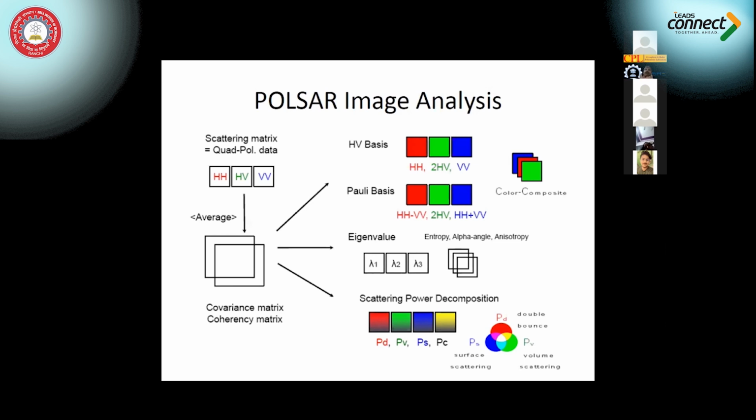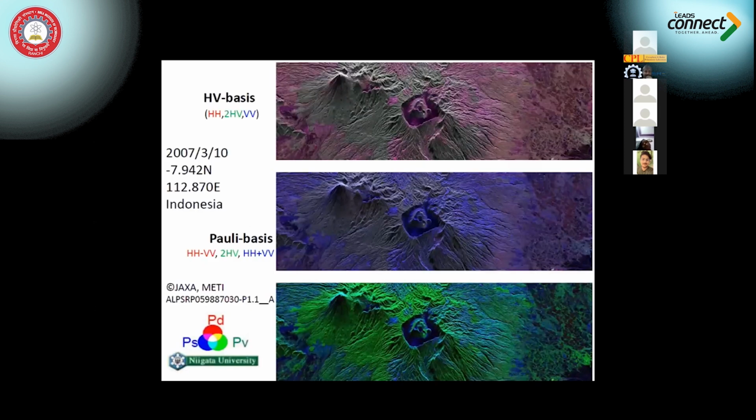The other one is double bounce. Suppose you have a street and wall interface. One interaction is happening on the street, the second one is happening on the wall and returning to the sensor. So one bounce and a second bounce, we put in double bounce. Such physical phenomena or physical relations can be established with the help of the scattering power decomposition.